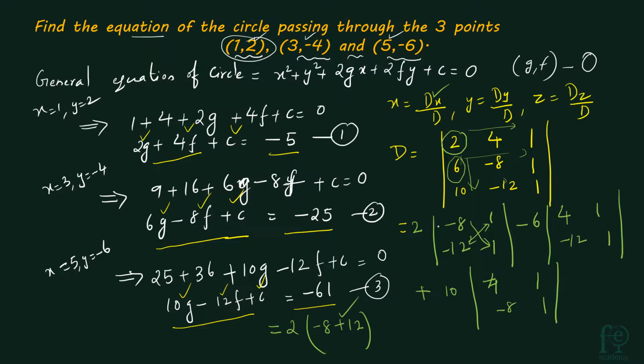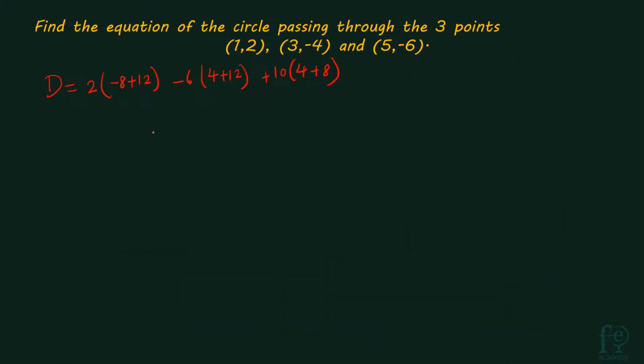The expansion of dx will be very easy because for dx you have to replace the first column. The first column has to be replaced by the constants, and then expanding it, you will be getting dx. So you have to remember these terms. So minus 6 into 4, 4 minus minus 12 is 4 plus 12. And finally plus 10 into, it is 4 minus minus 8, so 4 plus 8. So this was our final step.